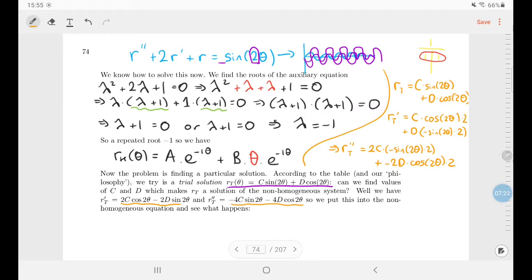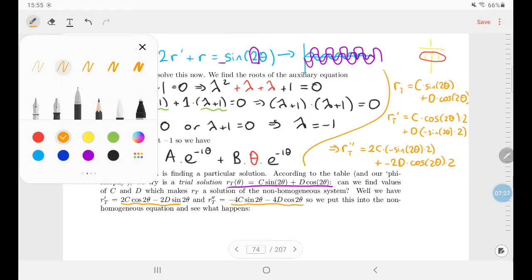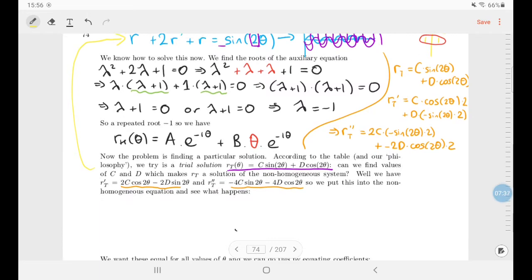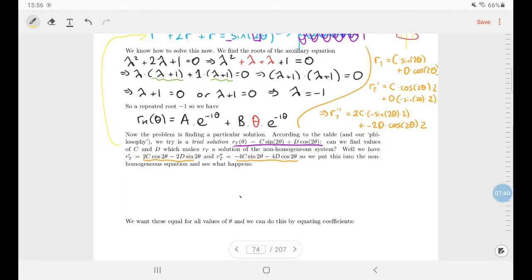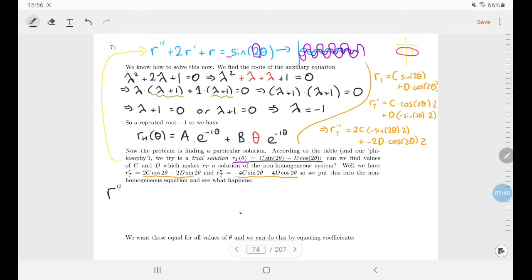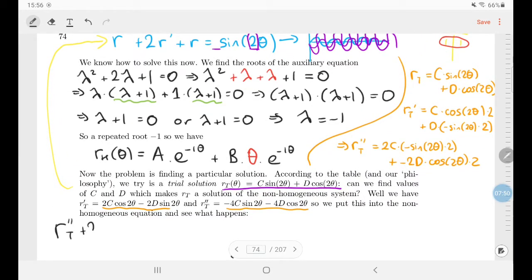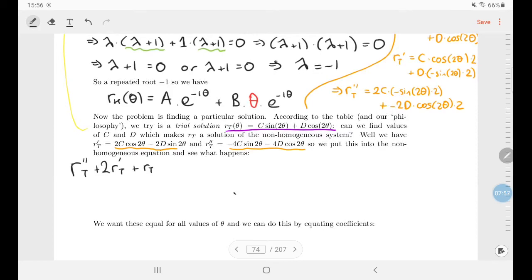So now we're going to force all of these into the equation up the top. All the stuff that's calculated here is going to be forced into that, and we see can we find values of c and d that make it work. Okay, so let's go. Let's do the second derivative of the trial solution plus twice the derivative of the trial solution plus the trial solution. And we're trying to get sine 2 theta. So let's see what we can do.